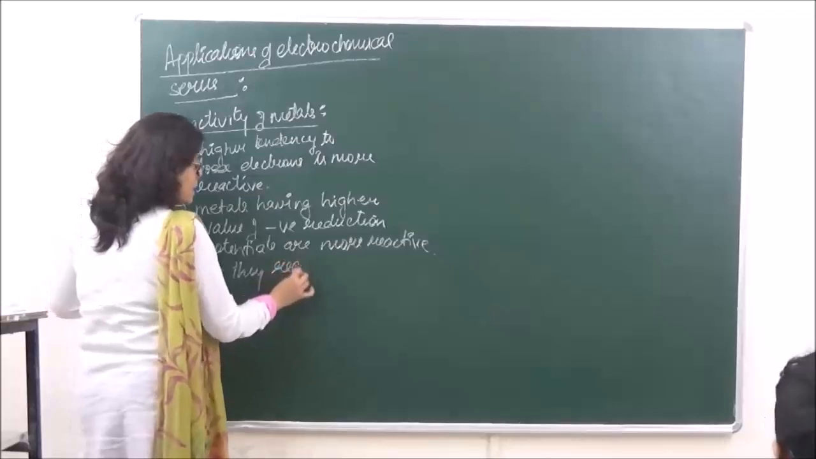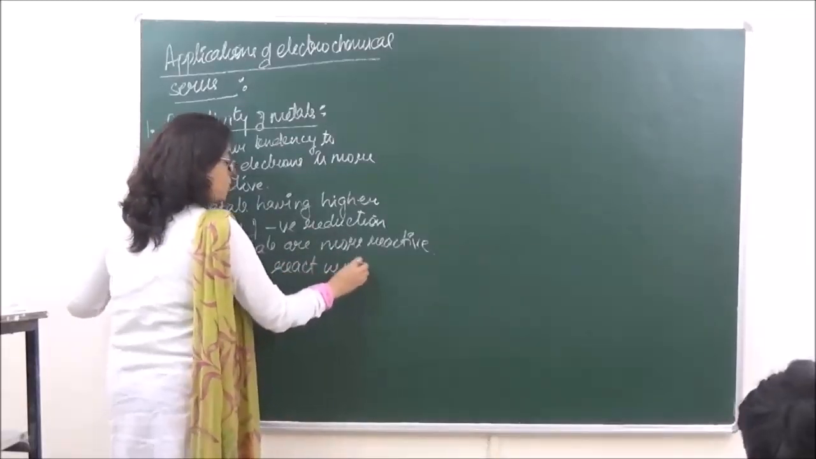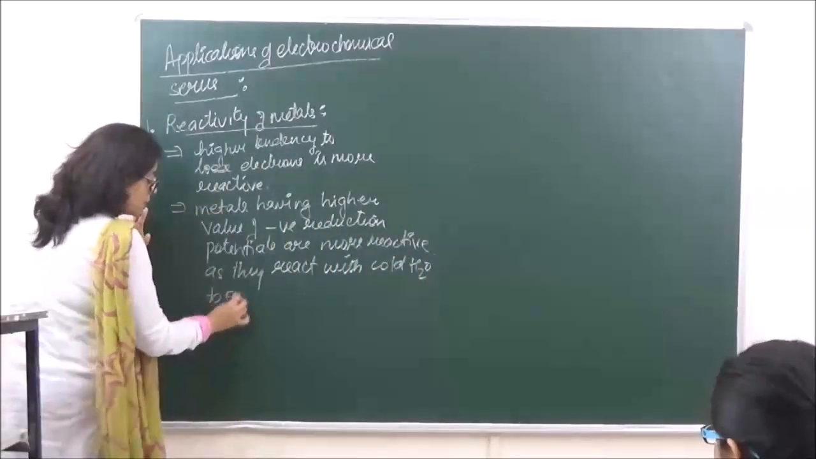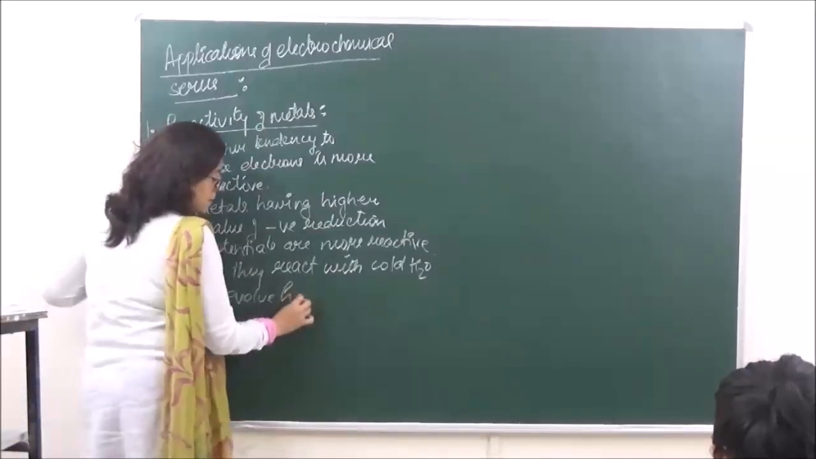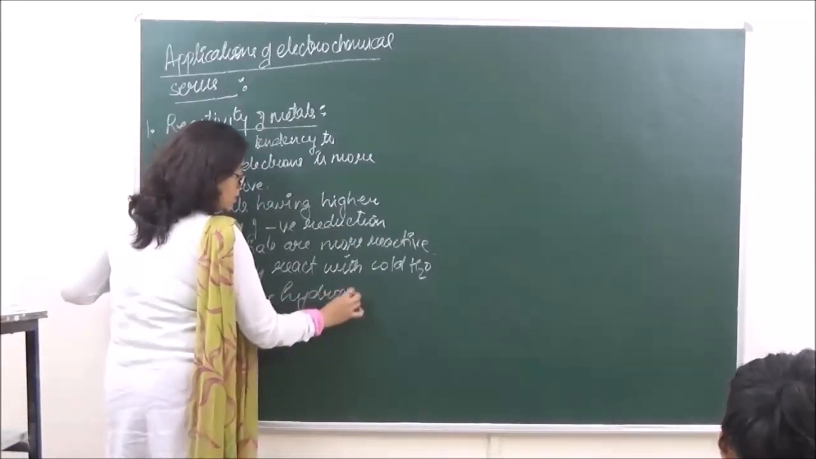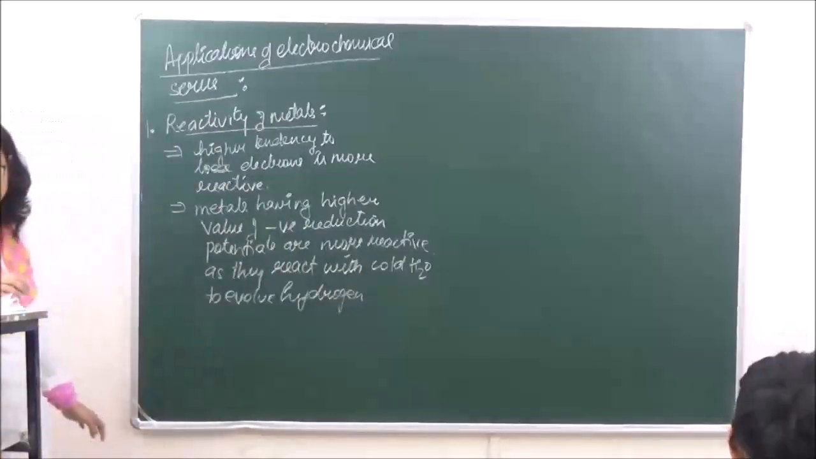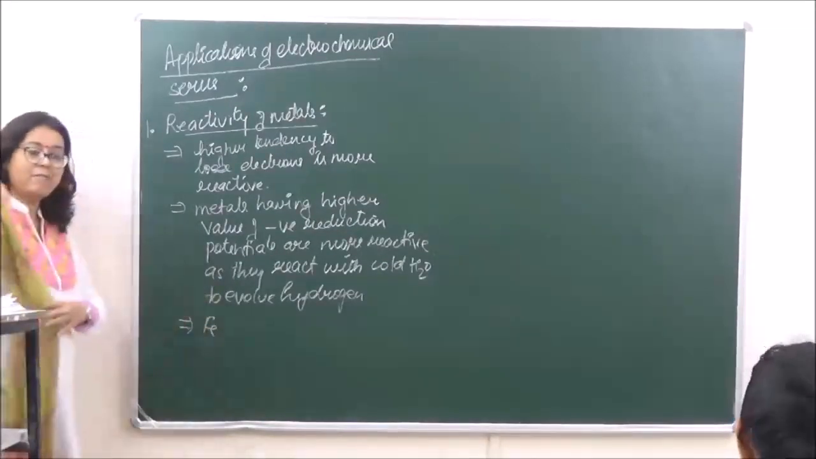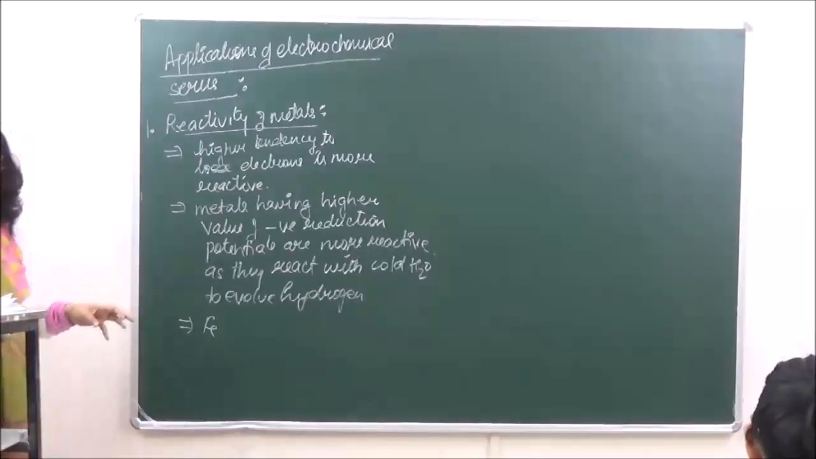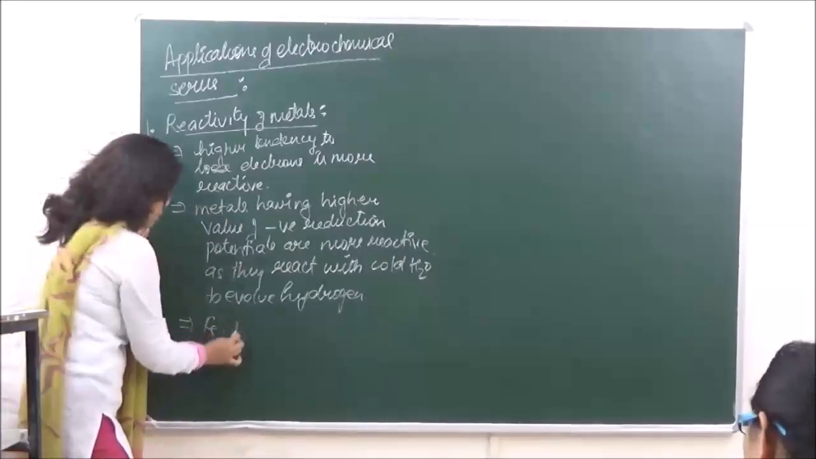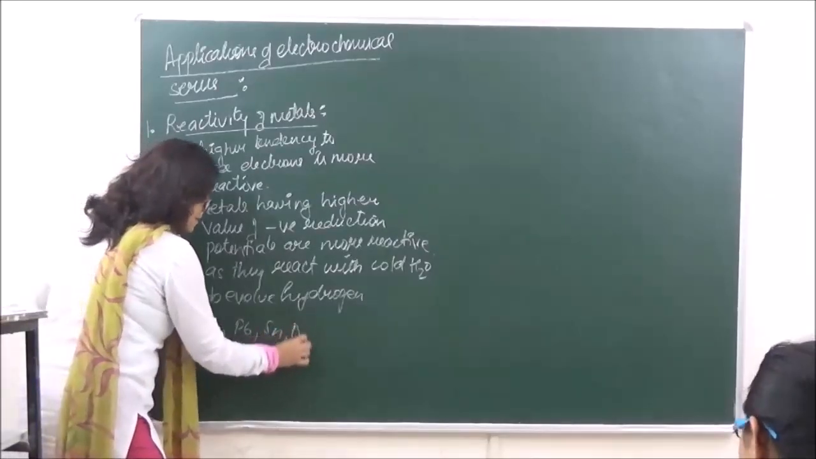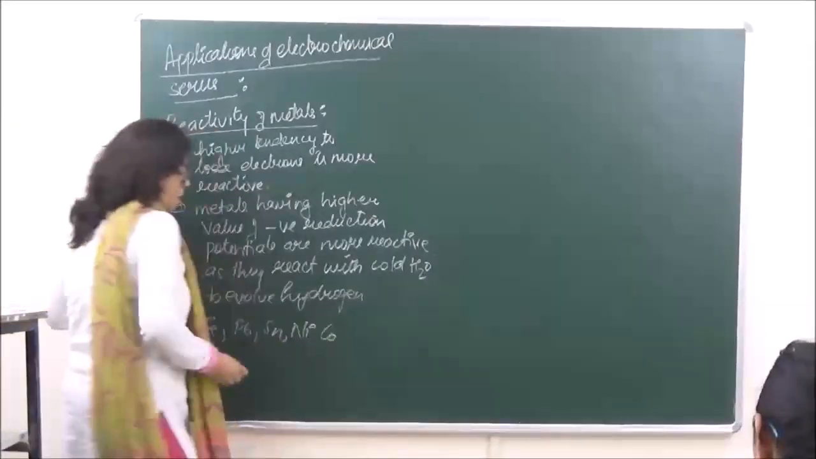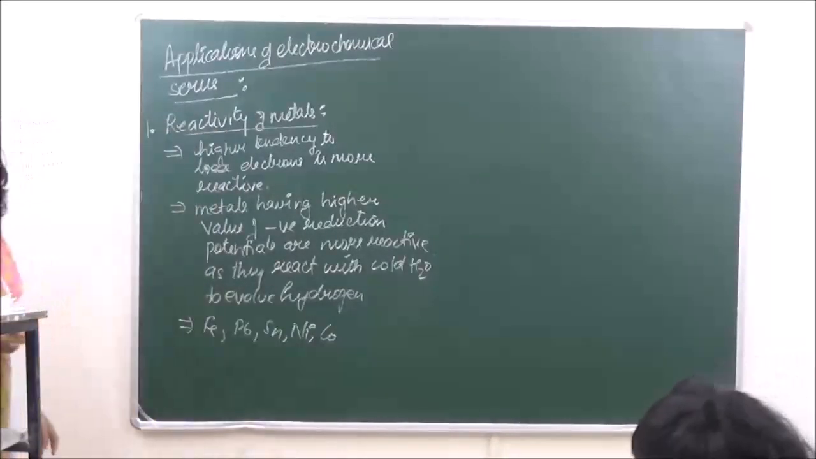Their reactivity can be shown as they react with even cold water to evolve hydrogen. Okay? Then metals like Fe, lead, tin, nickel, cobalt, all of these have less negative value of reduction potential.